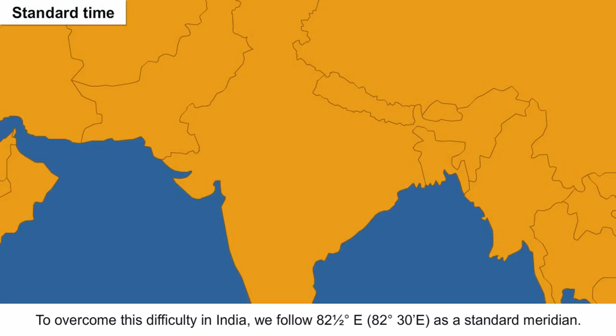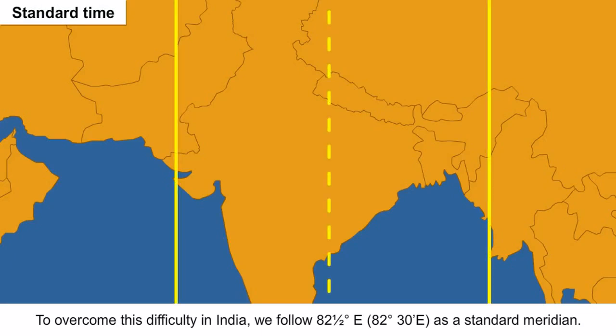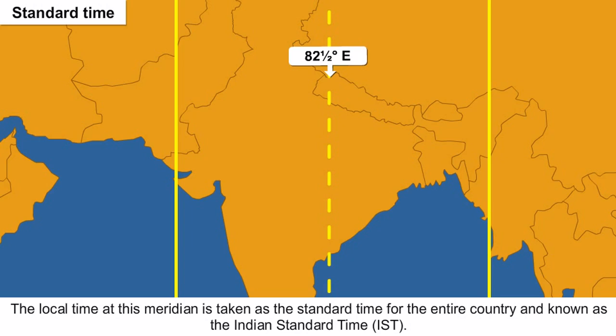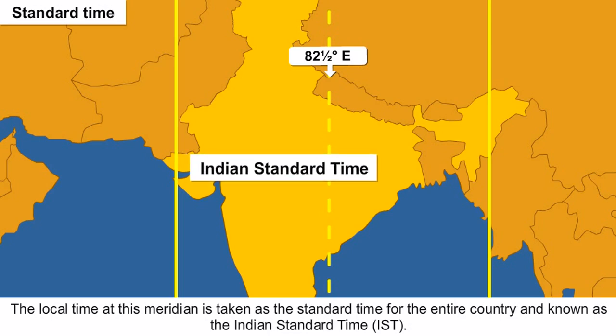To overcome this difficulty in India, we follow 82.5 degree east, or 82 degree 30 minutes, as a standard meridian. The local time at this meridian is taken as the standard time for the entire country and is known as the Indian Standard Time, that is IST.